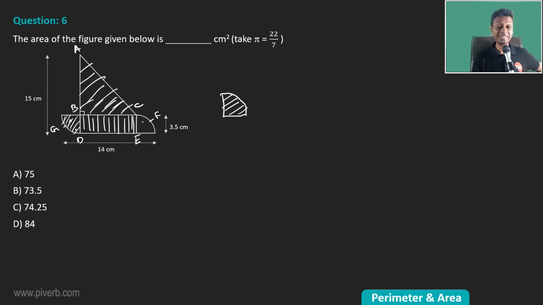Now let's look at finding the dimensions. So this is 3.5. This should be 3.5. This should be 3.5. So both of these quarter circles have the same radius, or we are talking about a semicircle with radius equal to 3.5. So far so good. So we need to find DE.